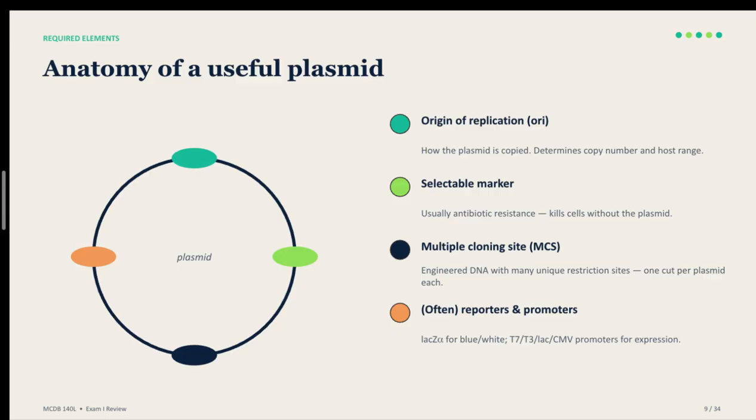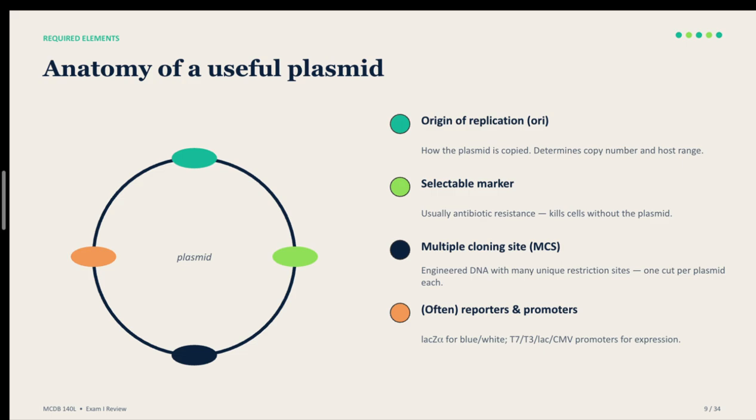Some things about the MCS: again, it's not strictly required because this is an engineered thing, right? When we're designing plasmids synthetically, we are building them, right? So it's something that we use to introduce multiple restriction sites. So each site will only appear once in the plasmid, so the enzyme will cut in the exact right place.